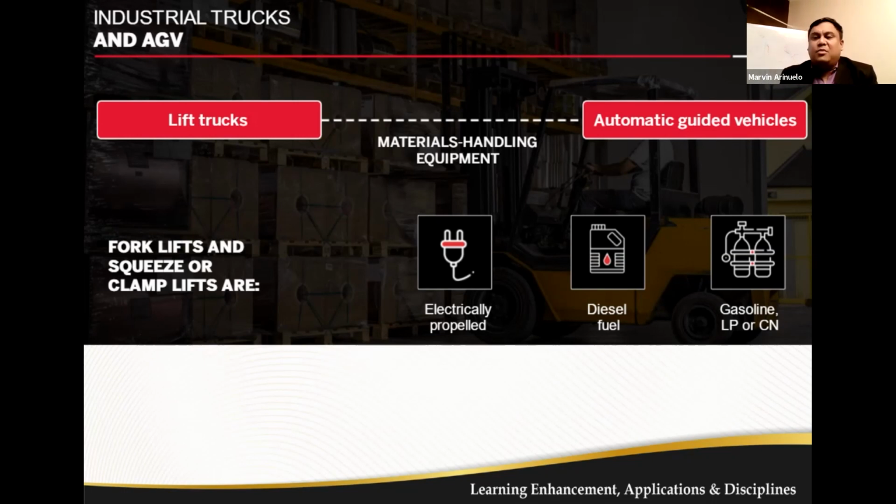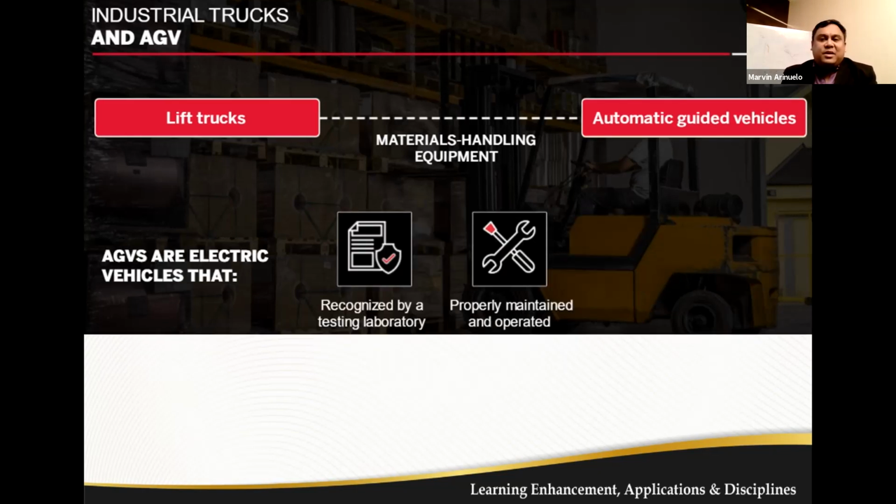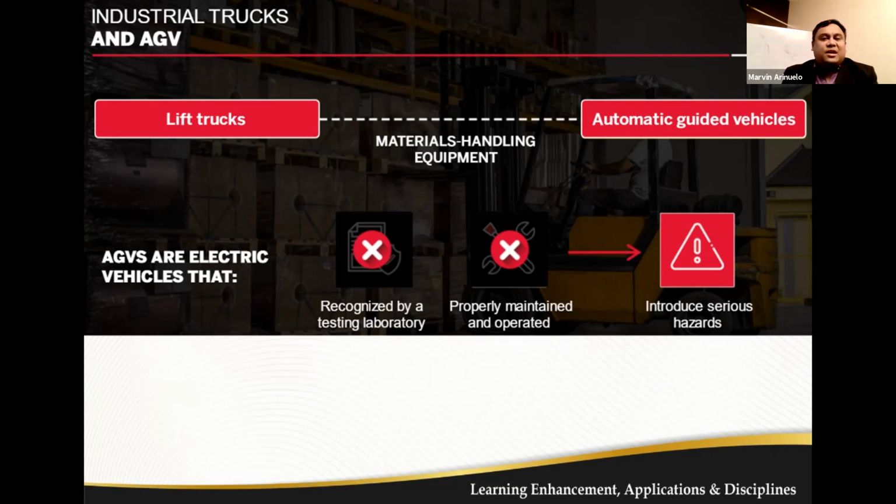Forklift and squeeze or clamp are the most common types of forklift or lift trucks, and may be electrically propelled or use diesel, gasoline, liquefied petroleum gas (LPG or LP gas), or compressed natural gas engines. AGVs are electric vehicles. Unless recognized by a testing laboratory and properly maintained and operated, lift trucks may introduce serious hazards to the industrial plant, such as fire, explosion, container damage, and spills or leaks of fuel. All vehicles should be selected, outfitted, maintained, and operated according to the hazards of the specific environment in which they are operated.